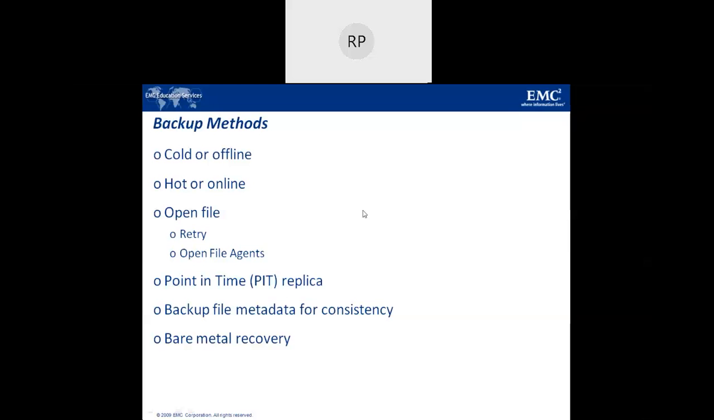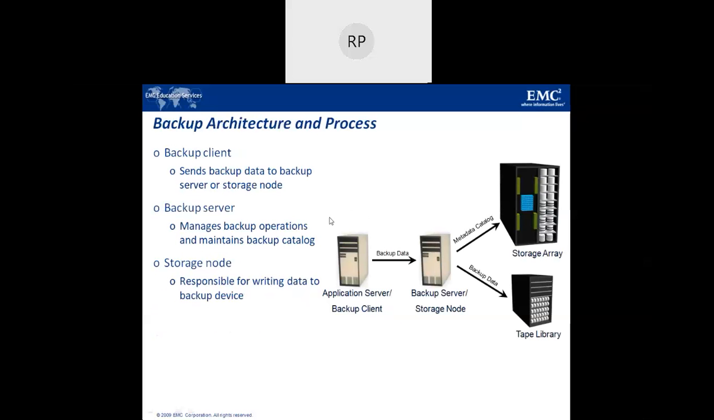Then the next concept is backup architecture. Now, how is the backup architecture going to work? The backup architecture is illustrated in this figure, where you have the backup server, and then backup client and storage nodes. Now the backup server manages the backup operations and maintains the backup catalog. Now what is this catalog going to contain? It is going to contain the information about the backup configuration, and it is also going to contain backup metadata.